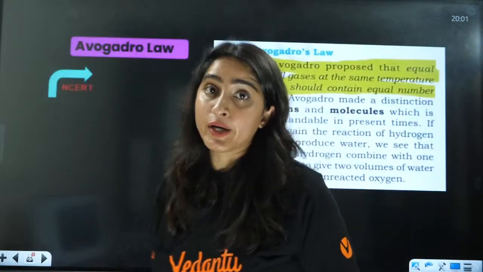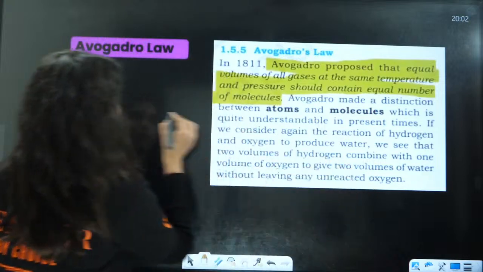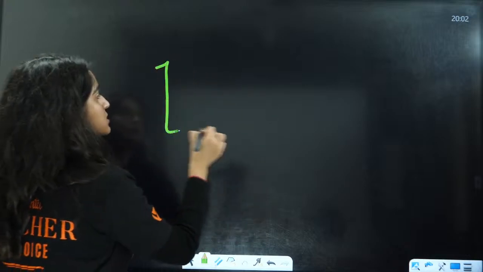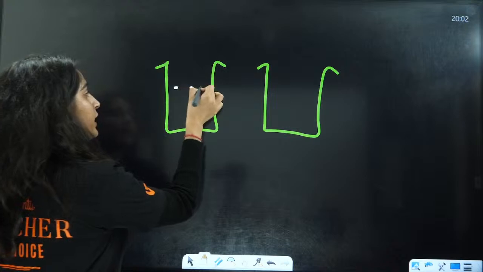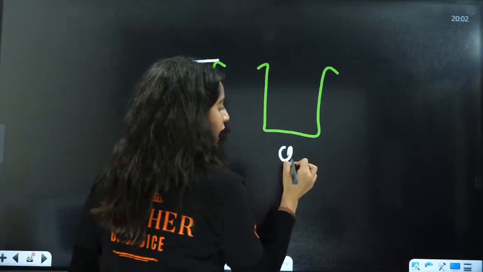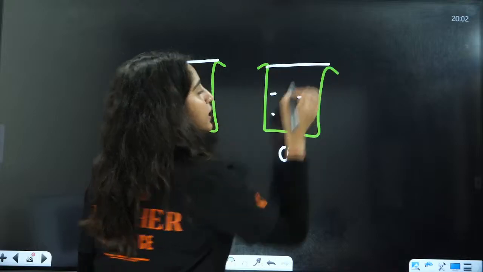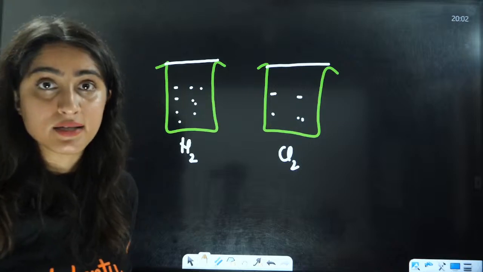Next we have Avogadro's law. Again a very simple law. Avogadro's law states that, for example, we have two beakers here. Here we have hydrogen gas, H2, and here I have chlorine gas.